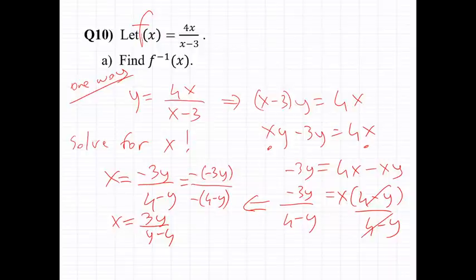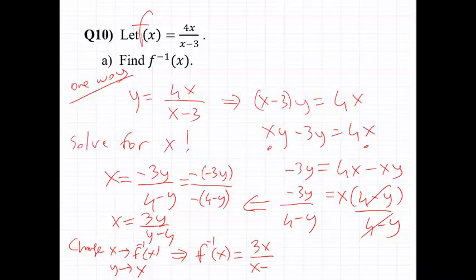And then the second step is to change x to f inverse of x and y to x. So this will give you f inverse of x is equal to 3x over x minus 4.